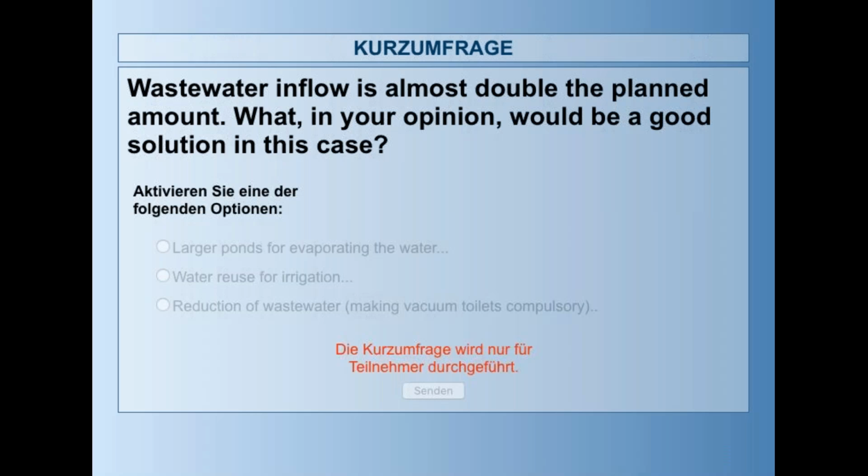So what do you think? The wastewater inflow is almost double of the planned amount. So what, in your opinion, would be a very good solution in this case? You think just make larger ponds for evaporating the water, water reuse for irrigation, or reduction of wastewater? So, for example, to make vacuum toilets for everybody in the town compulsory.